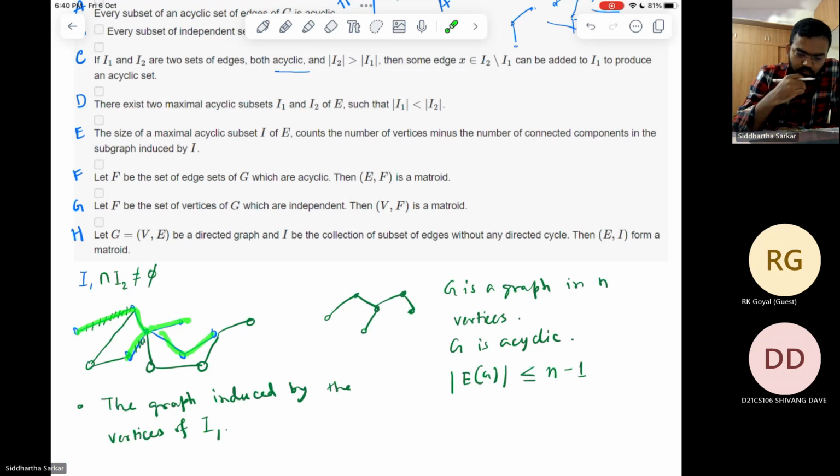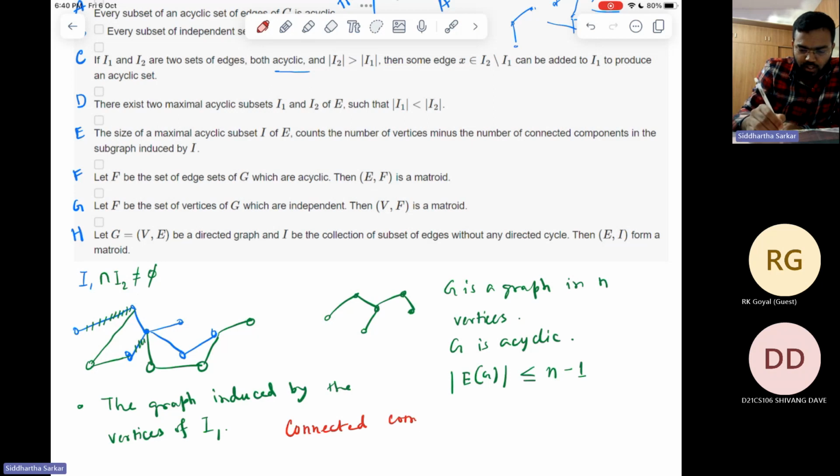But it is not necessary that there is only one connected component in this induced graph. There can be multiple connected components. So you understand what a connected component is. A connected component is a set of vertices such that there exists a path between every pair of vertices in the set.